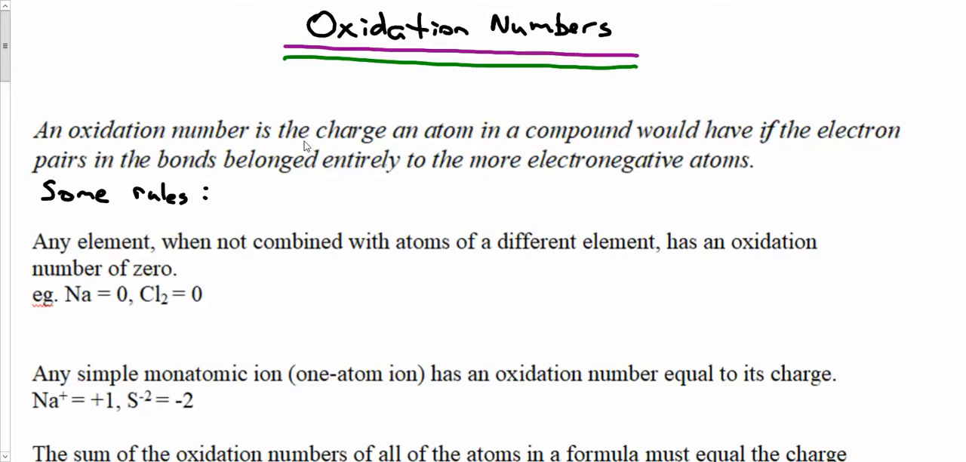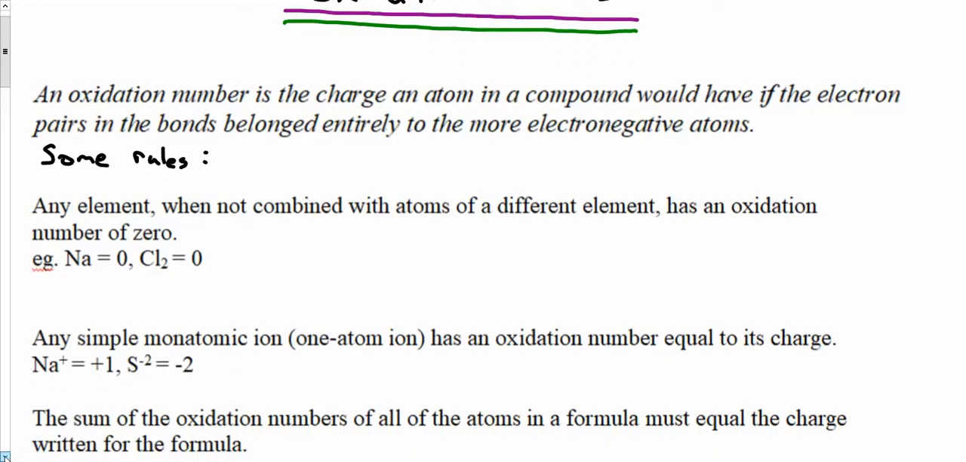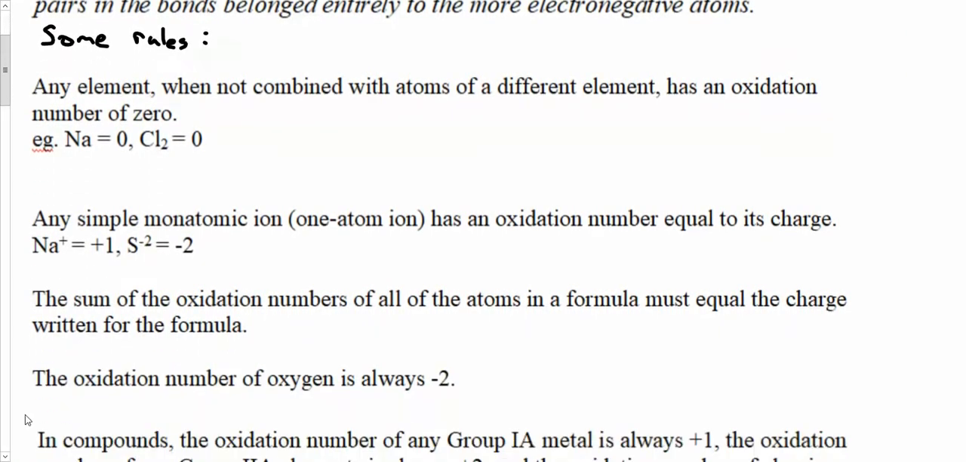Oxidation number is the charge on an atom in a compound would have if the electron pairs in the bonds belonged entirely to the more electronegative atoms. Blah blah blah. There's some rules. In any element, when not combined with atoms of a different element, the oxidation number is 0. Na is 0, Cl2 here is 0. In a simple monoatomic ion, oxidation number is equal to its charge. Na+ would be +1, S2- would be -2.